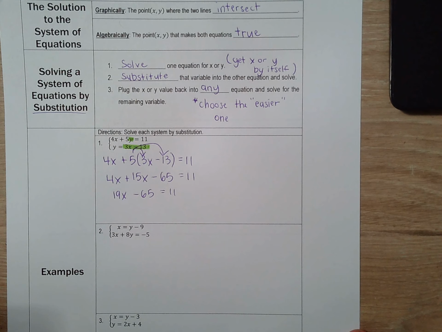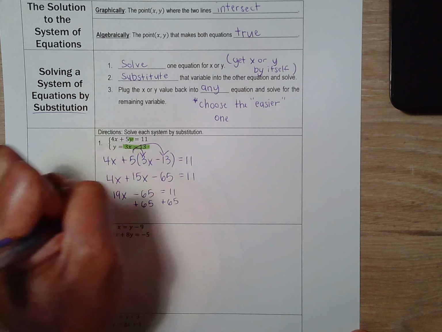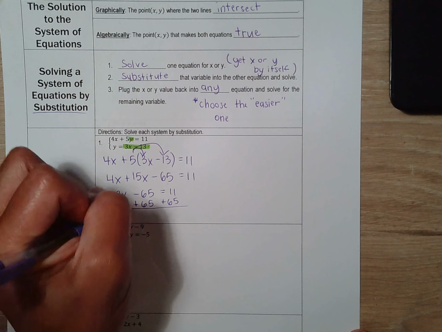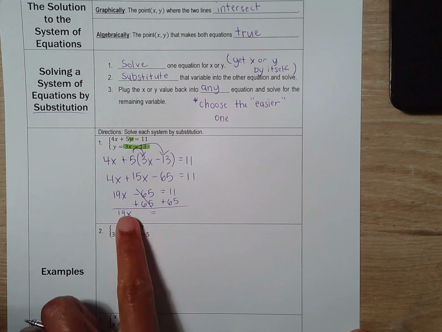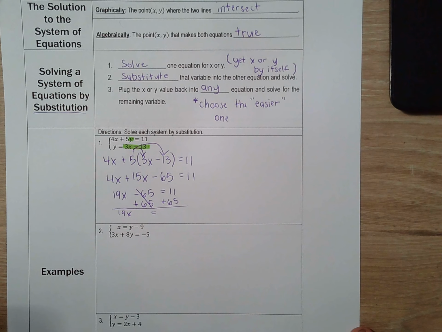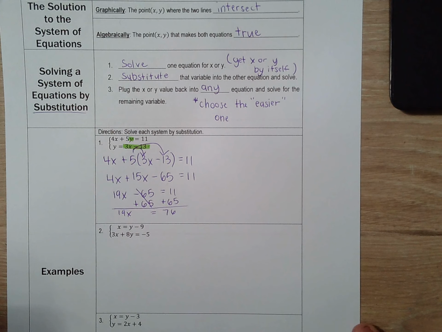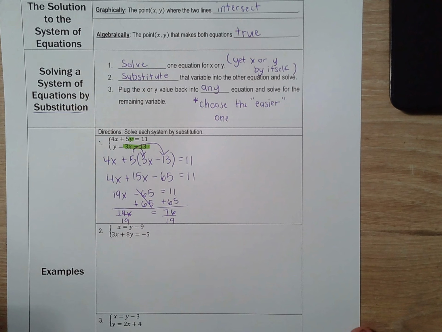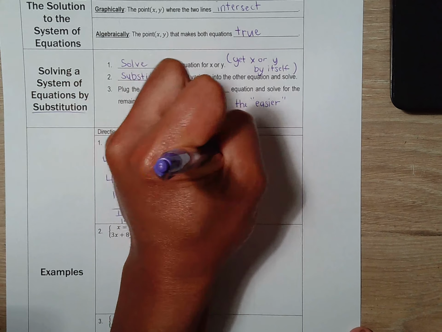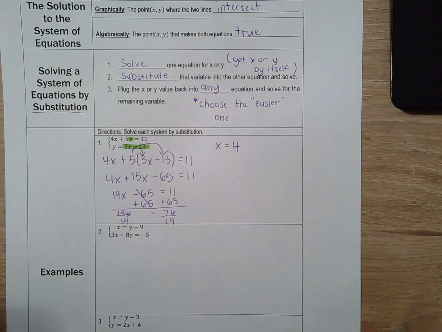Then we add 65 to both sides. Should have written a little bit smaller for this. We get 19x is equal to, these 65s cancel out, we're just left with 19x is equal to 76. And dividing both sides by 19, we get x is equal to, 76 divided by 19, x is equal to 4. All right, so we have x is equal to 4.